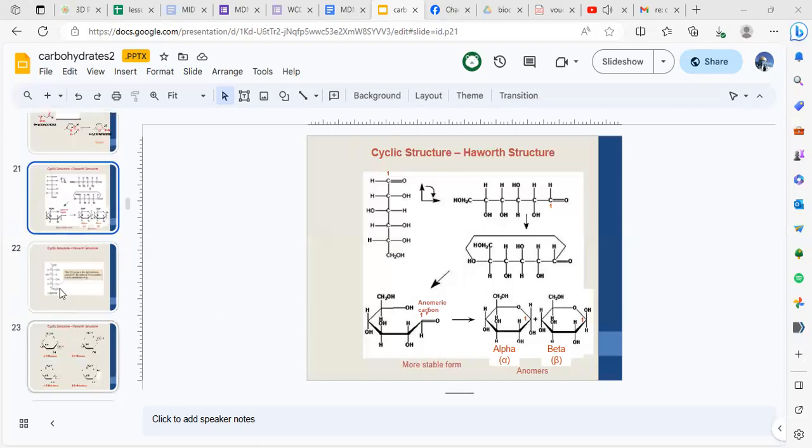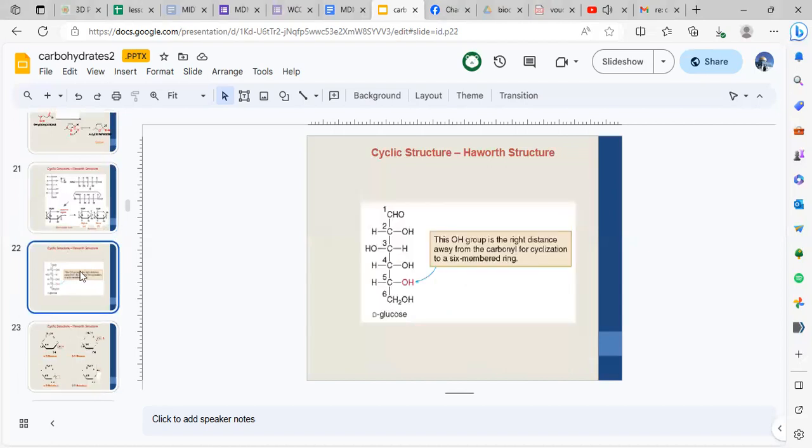So again, the OH in carbon 5 is just the right distance away from the carbonyl to form the six-membered ring. With oxygen, it's part of that ring.